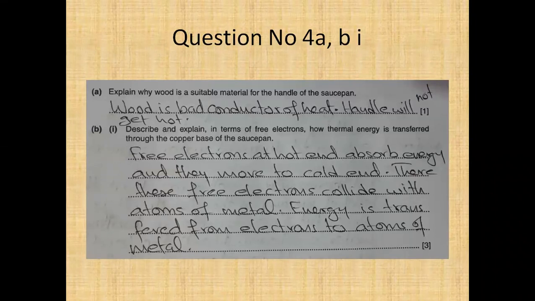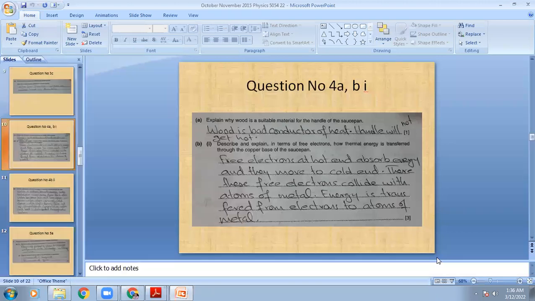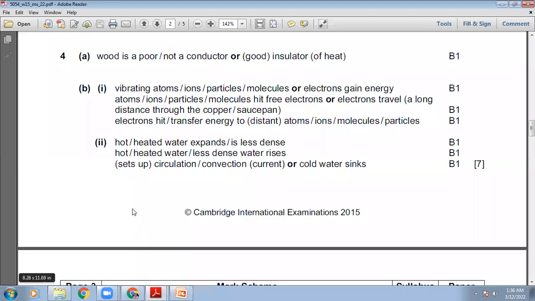Energy is transferred from electrons to the atoms of the metal at the cold end. And in this way, the heat is transferred. This process is called free electron diffusion. Vibrating atoms, ions, particles, molecules, electrons gain energy. Atoms, ions, particles, molecules hit free electrons, or electrons travel a long distance through the copper saucepan. Electrons hit and transfer energy to distant atoms, ions, molecules, particles. These are the 3 marks.